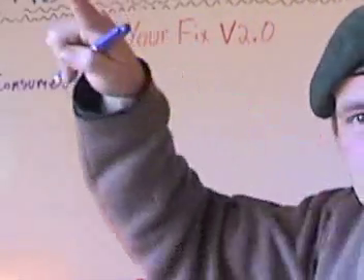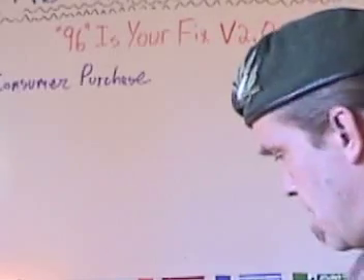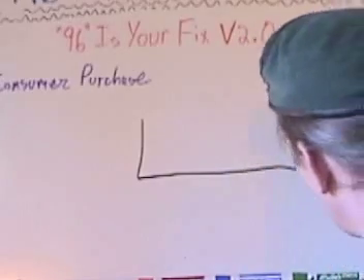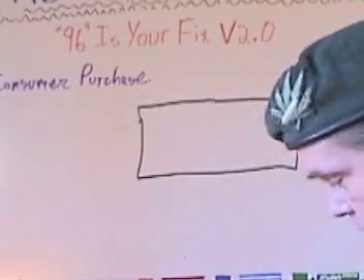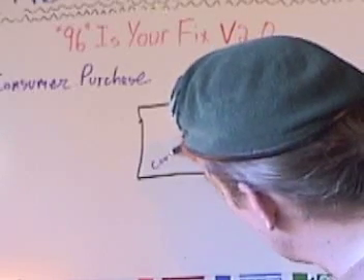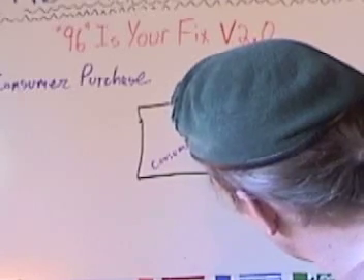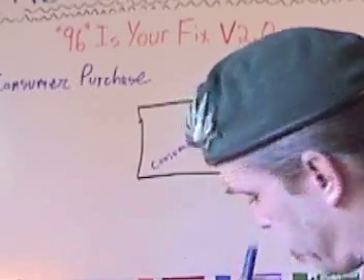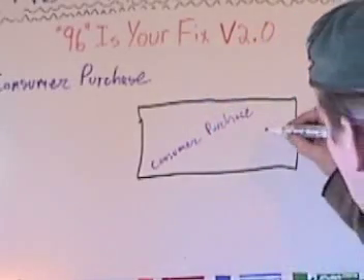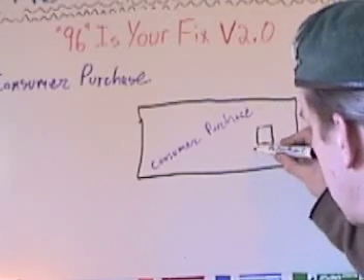Okie doke, do it at a diagonal. If this was that's your remittance, you write across it consumer purchase. Now your remittance is going to have a little square on it. It'll tell you teller stamp.